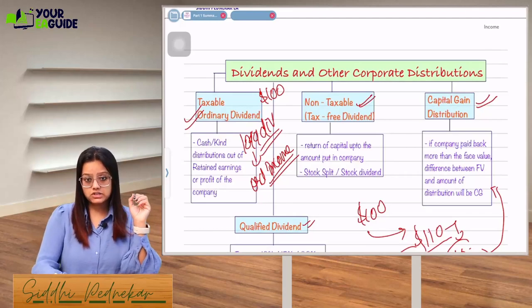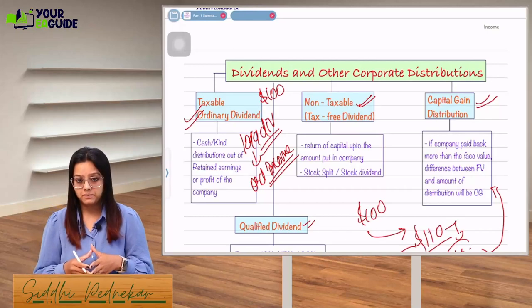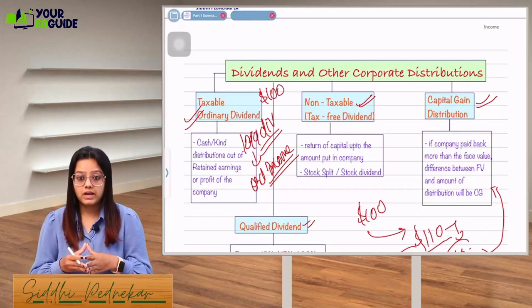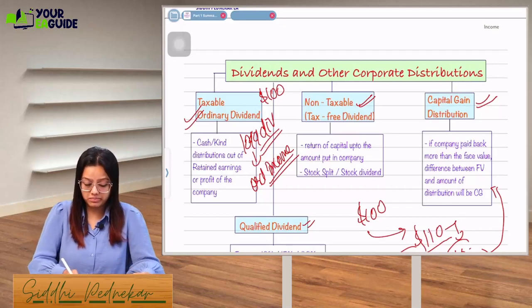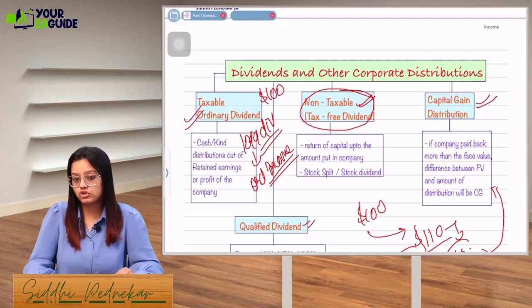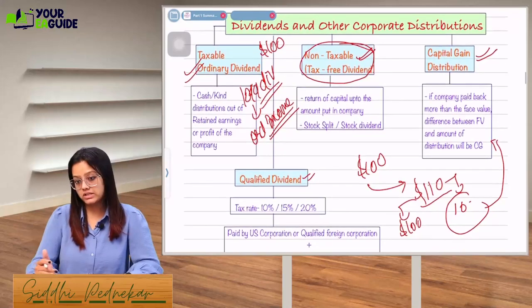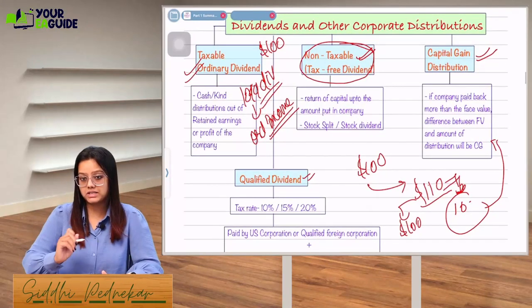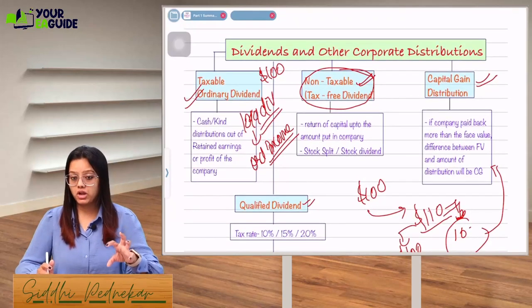Now the second one is non-taxable, that is called a tax-free dividend. It means return of capital, up to the amount you put into the company. Up to that amount, it is a tax-free dividend. This normally happens in the case of corporations when you receive a distribution at the time of closure or liquidation of a company. At that time, it is a non-taxable or tax-free dividend. As soon as your distribution goes higher than the basis, it will be taxable as a capital gain. Return of capital up to the amount put in the company.